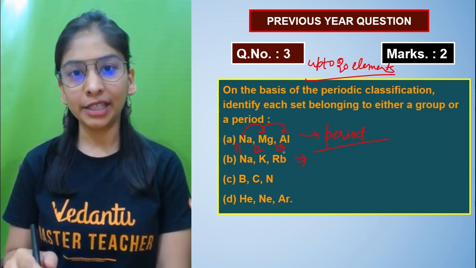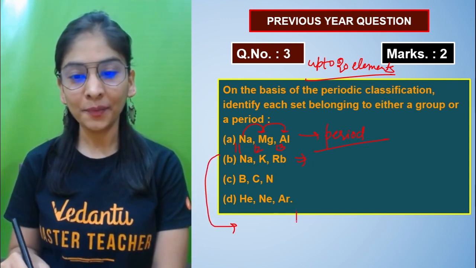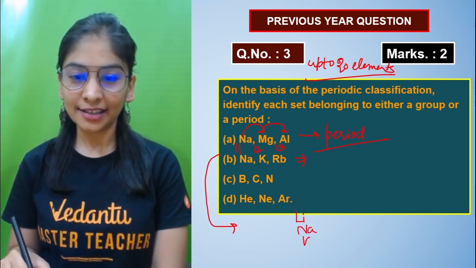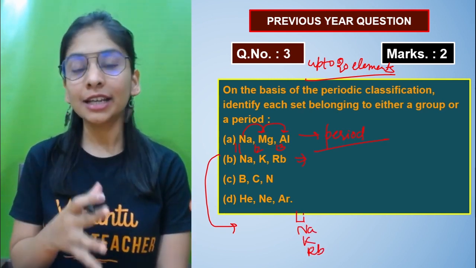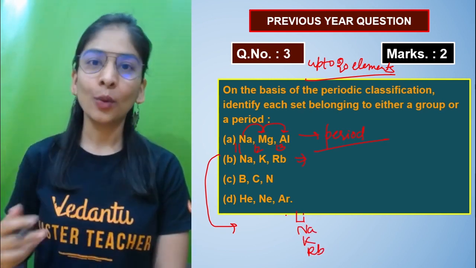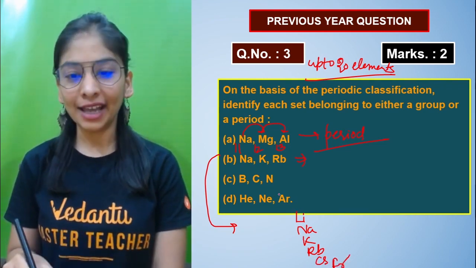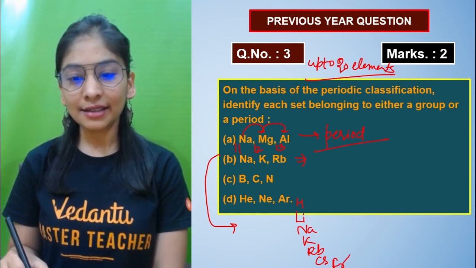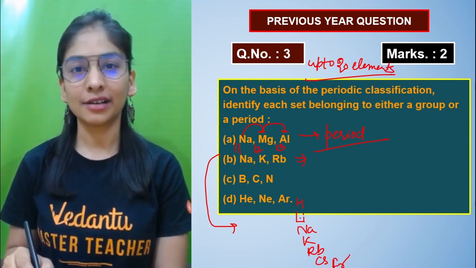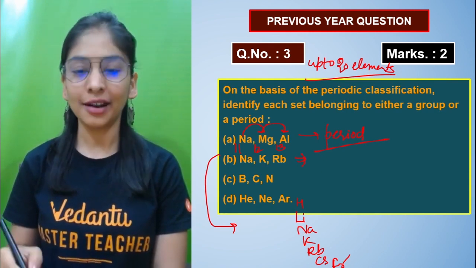Sodium, potassium, rubidium. So this is something, if you remember, is our group. This is the group I told you. How to remember this? Because in Hindi we did it on the Hindi channel. So this is a group, and how did we remember that? Highly nasty kids rub cats' fur.